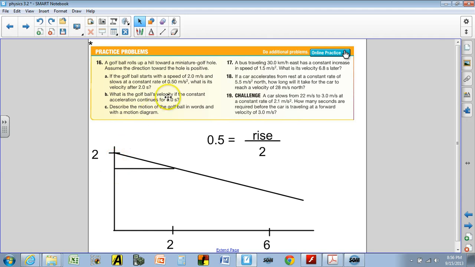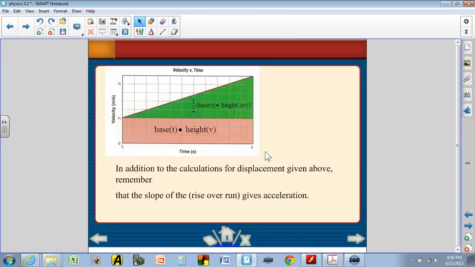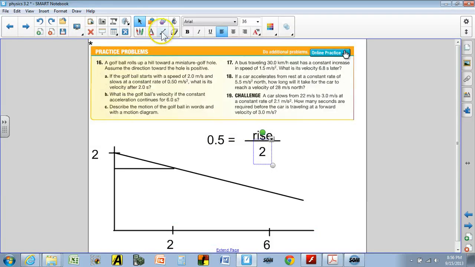Now it says what's the velocity if the constant acceleration continues for 6 seconds? Well, substitute in 6 seconds, and now we have a decrease of 3. 6 times 0.5 is 3. Well, we only started at 2, so what does that mean?